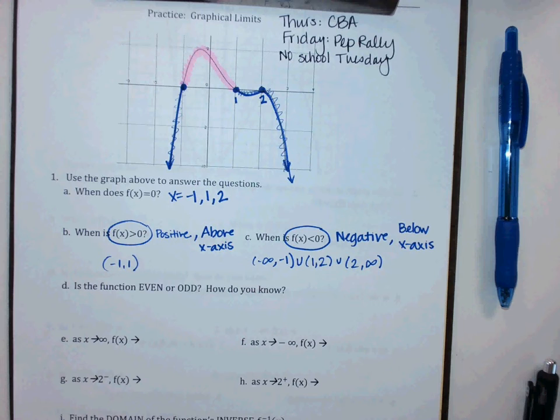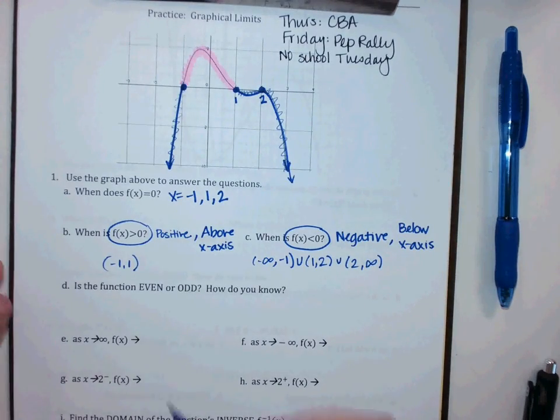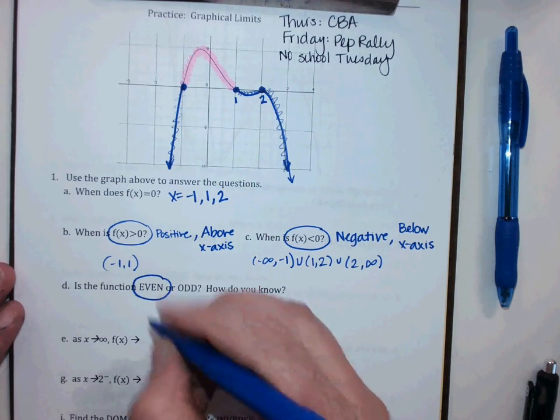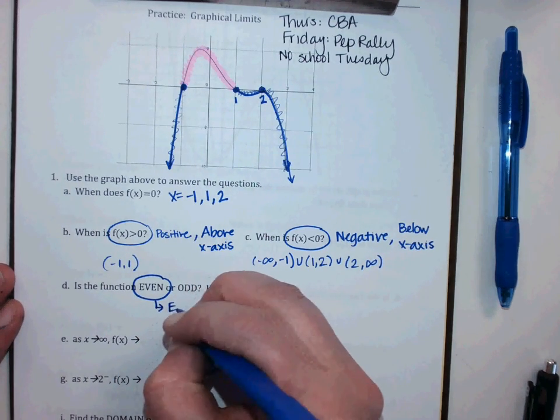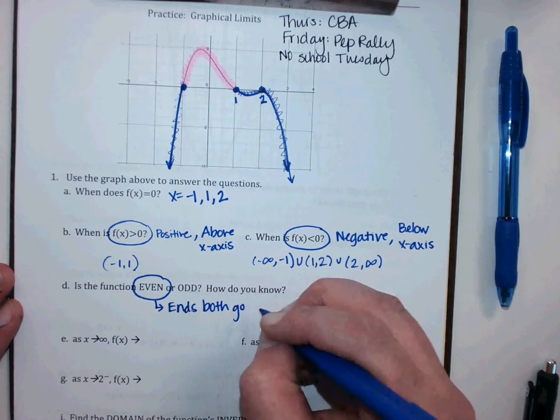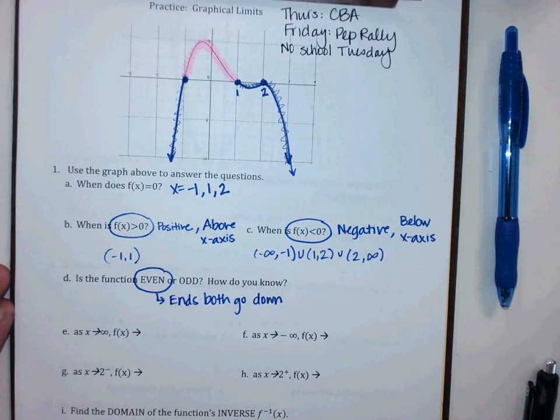Look at your graph. Even or odd? Even? How do you know? Even is correct. Because the ends go the same way. Okay, so remember, even, the ends both go down. Now, not only is it even, but it's a negative even. Do you remember talking about that?